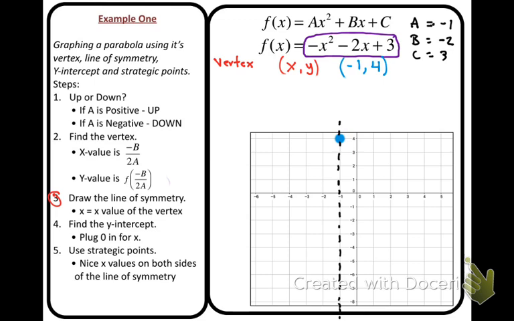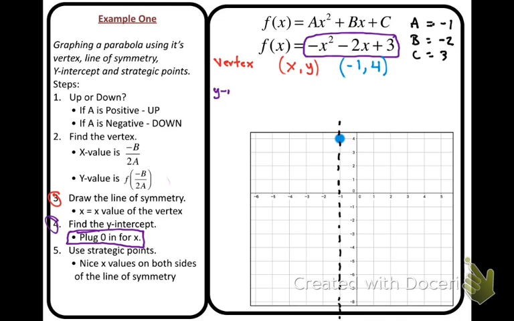Okay, next step, we're going to find the y-intercept. So now we're going on to number 4 here. Find the y-intercept, and to find the y-intercept, we plug in 0 for x. That's always going to be the case. Anytime x is 0, it gives us our y-intercept.